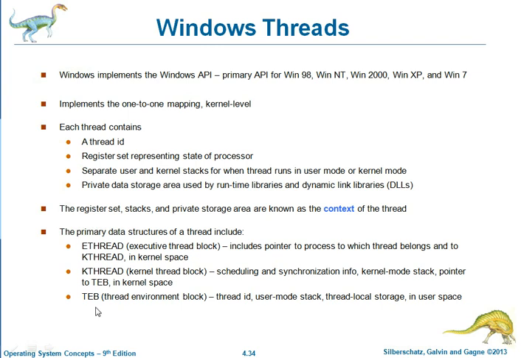The EThread and the KThread, to emphasize, exist entirely in the kernel space. This means that only the kernel can access them. Then we have the TEB, or the thread environment block. This is a user space data structure that is accessed when the thread is running in user mode. Among other fields, the TEB contains the thread identifier, a user mode stack, and an array for thread local storage.